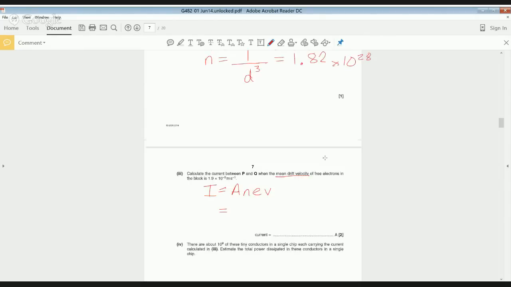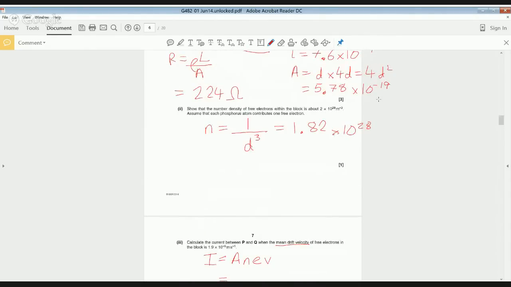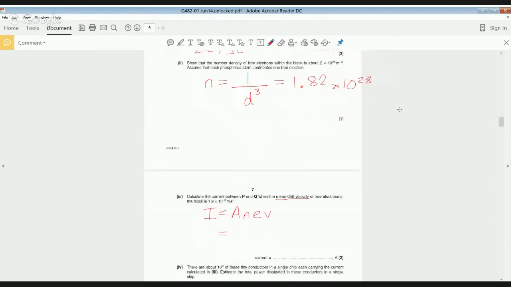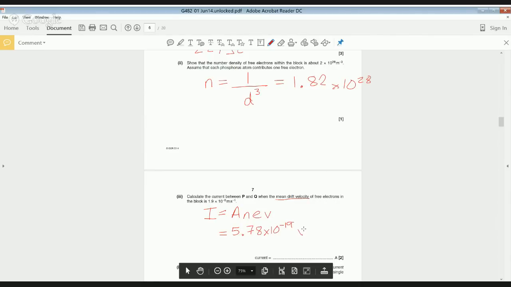A is our cross-sectional area that we worked out up here. It was a good job we wrote it down, 5.78 times 10 to the minus 19. n is, or we can use 2 times 10 to the 28, or we can use our calculated value there, which is 1.82 times 10 to the power of 28.